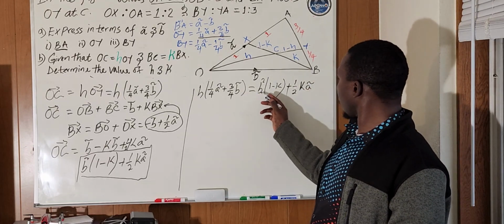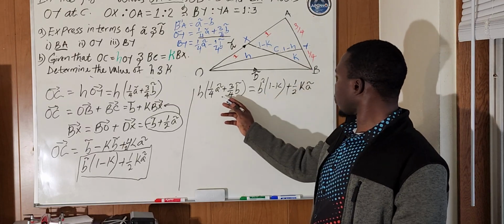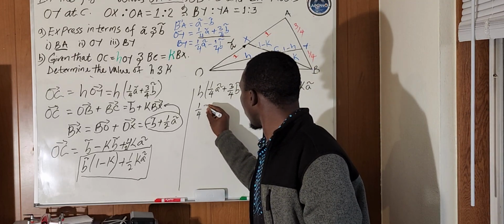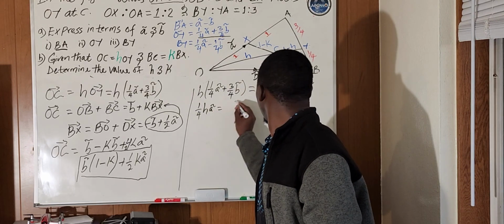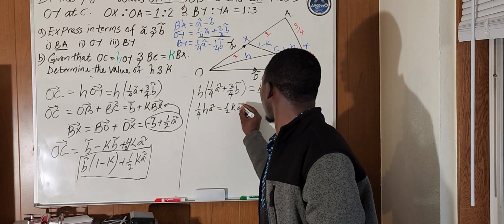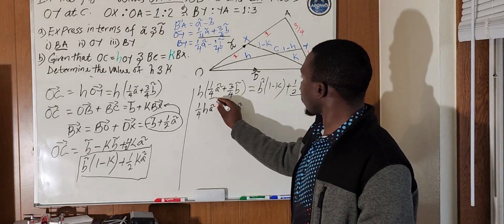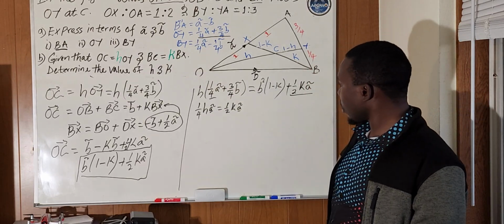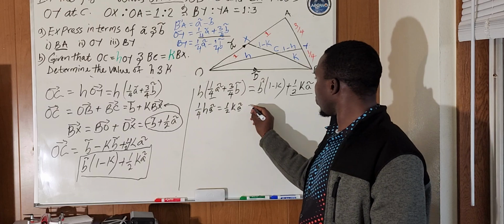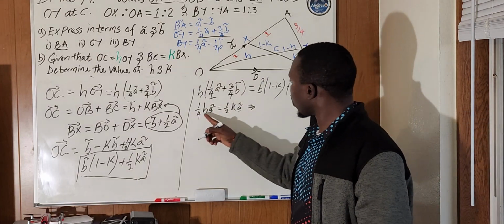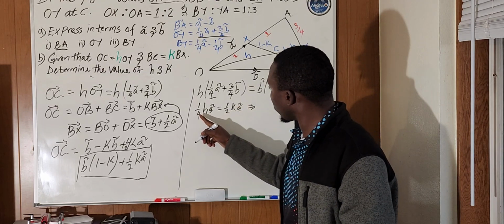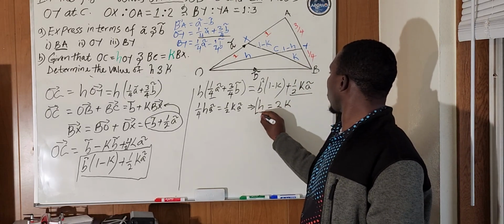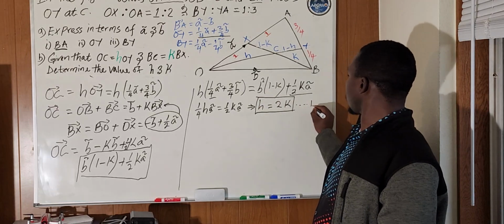Since we can compare vector B to vector B and A to A, let's equate 1/4 H vector A to half K vector A. This term here and this term here, by opening the bracket with H. So the A's will cancel out there, and if we multiply by 4 both sides, this will give us H equals 2K. This is our first equation.